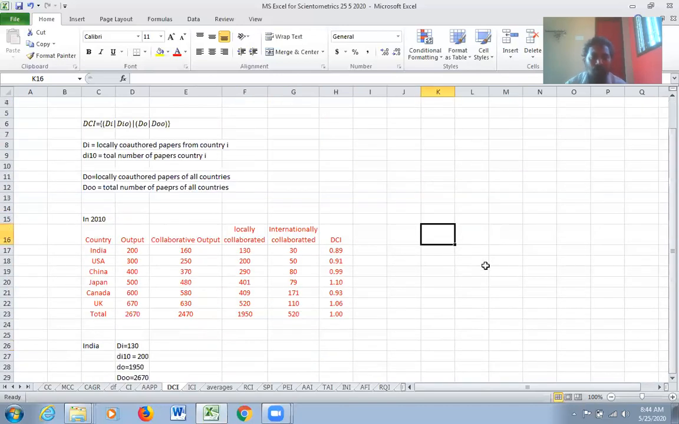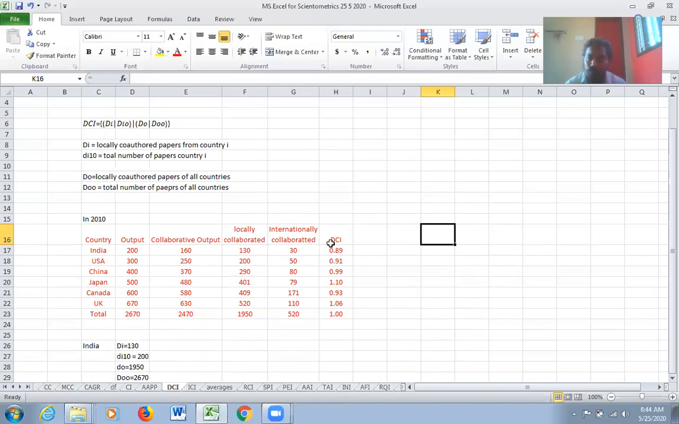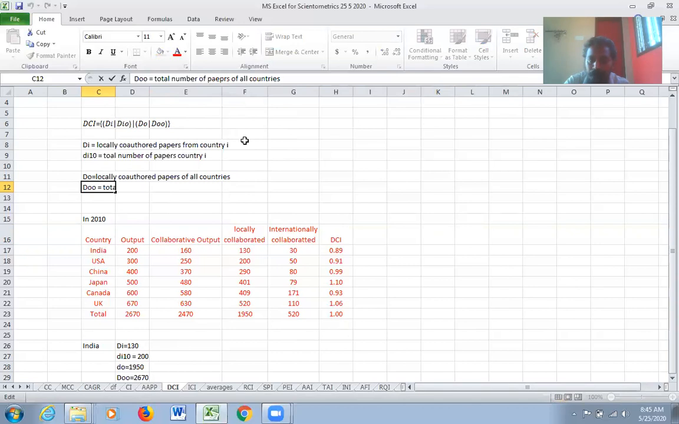Okay. Let me see how to calculate this domestic collaborative index for countries. The same formula you can use for calculating domestic collaborative index of authors also. The formula says that there are two components as usual. Locally co-authored papers from a country divided by total number of papers of the country. This is one portion. Another portion: locally co-authored papers of all countries divided by total number of papers of all countries. If you find the ratio between these two, that is the domestic collaborative index.